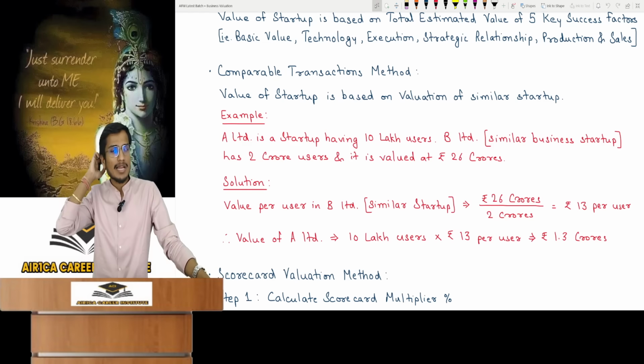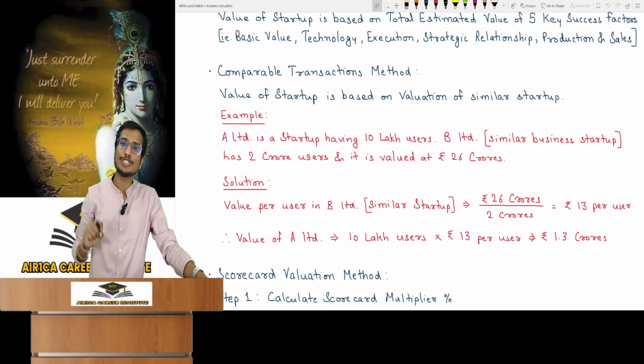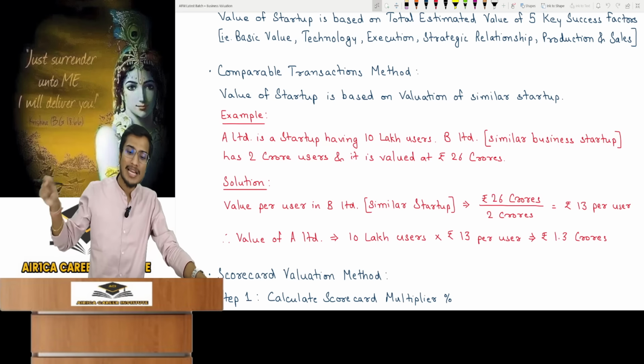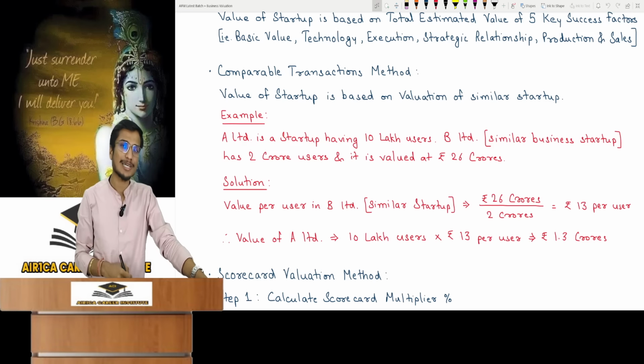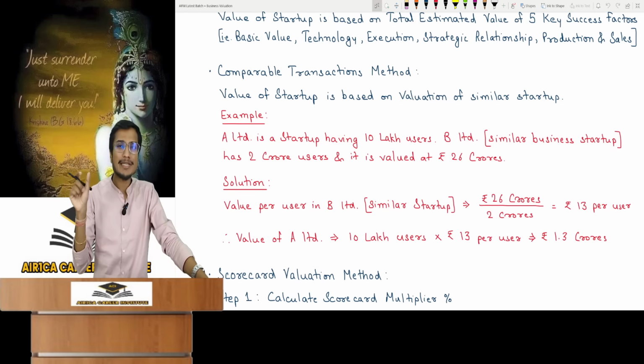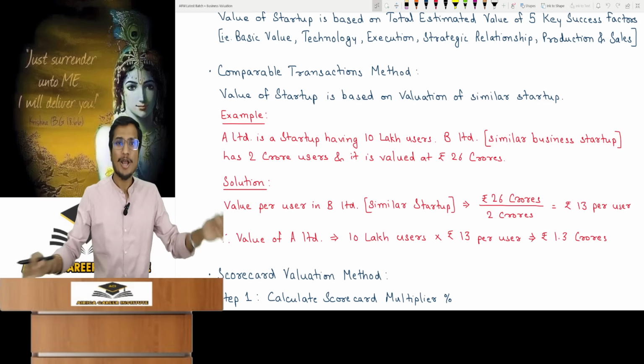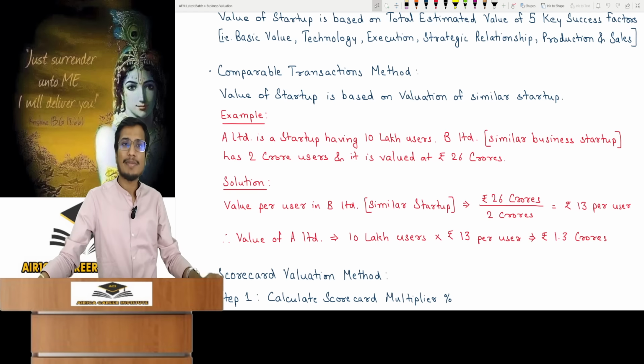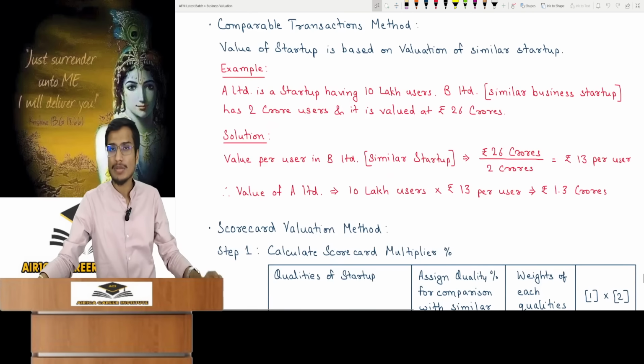B Limited is my similar business startup, for which I'll take the example of Shiprocket. Shiprocket does the same business. B Limited has 2 crore users in the market, and B Limited also had a valuation of 26 crore rupees. What was B Limited's per user valuation? Because they got 26 crore rupees for 2 crore clients, the valuation is 13 rupees per user. Since I have 10 lakh users, my valuation becomes 10 lakh into 13 rupees per user, which is 1.3 crore. This is the method, and these are the questions you can expect.